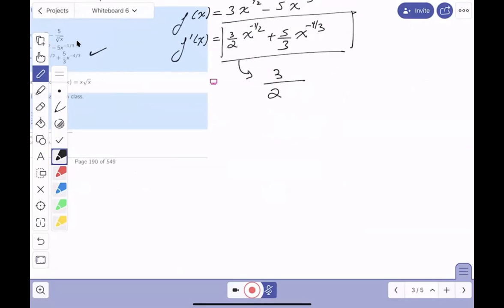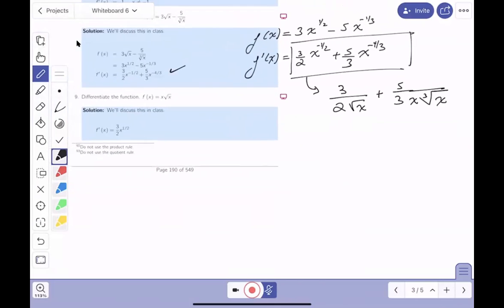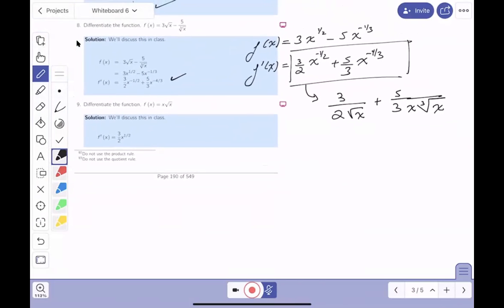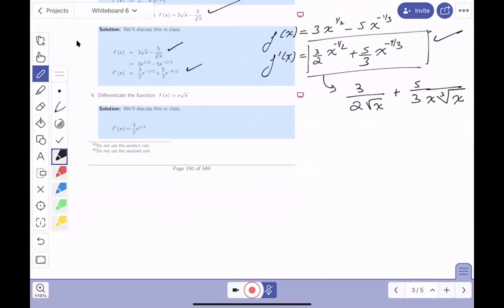3, 2 root x plus 5/3. Now that's 4/3, which means x cube root of x. All right. And someone says, why would you have done that? Well, that's the way they spoke to me. That's the way I should probably answer them. But again, I don't mind that. I actually like that answer better.